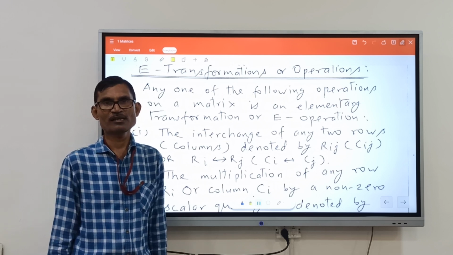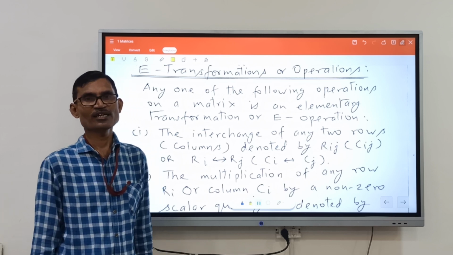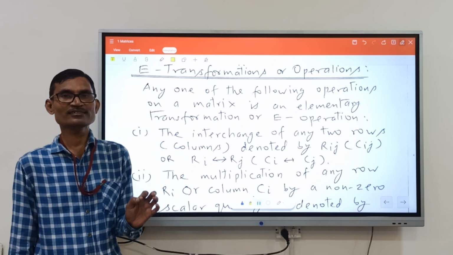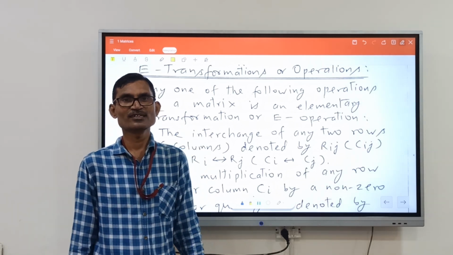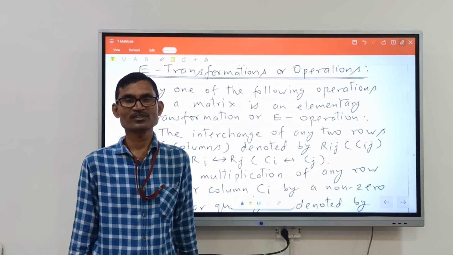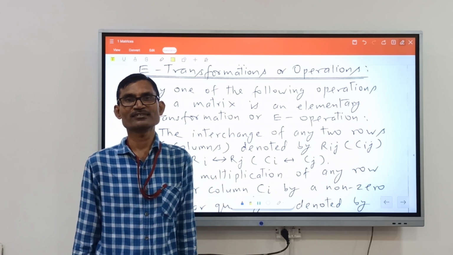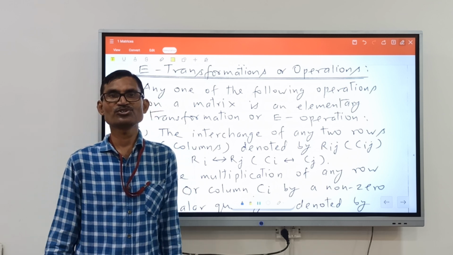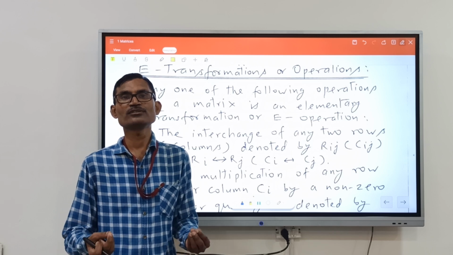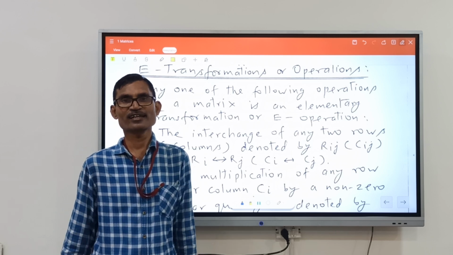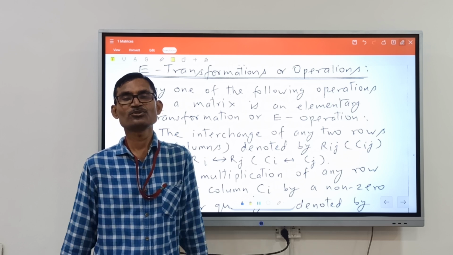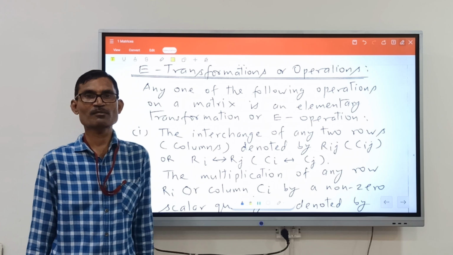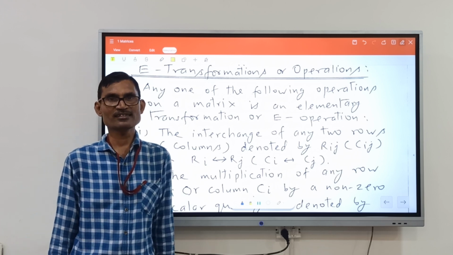In this syllabus of engineering mathematics, I am going to take up a very important topic, and that is the elementary transformations. Here, we will discuss not only the elementary transformations, which are also known as E operations, but also their very important applications, like how to find the inverse of a square matrix by using the Gauss-Jordan method. We can also use elementary transformations to find the rank of a matrix, which is further used to test the consistency of a system of simultaneous linear equations. So let us start the topic.